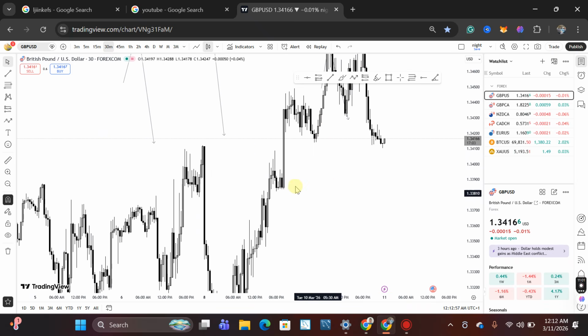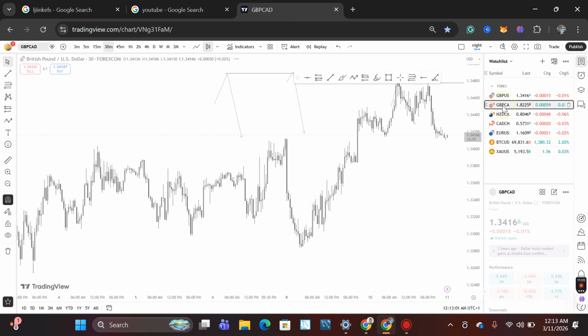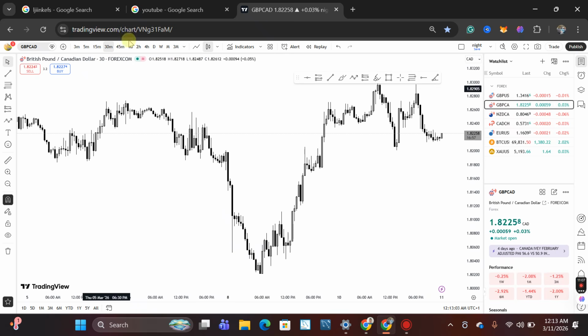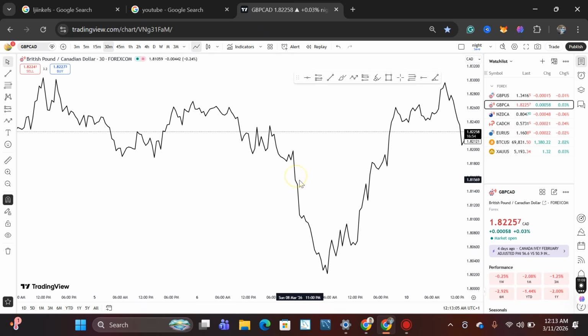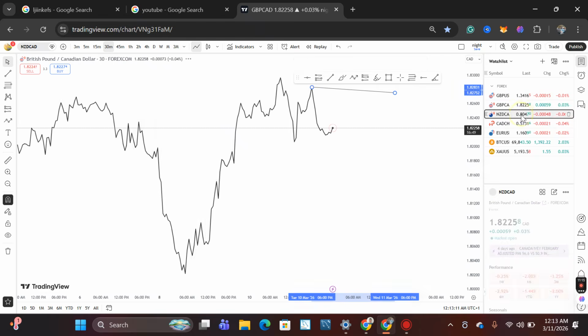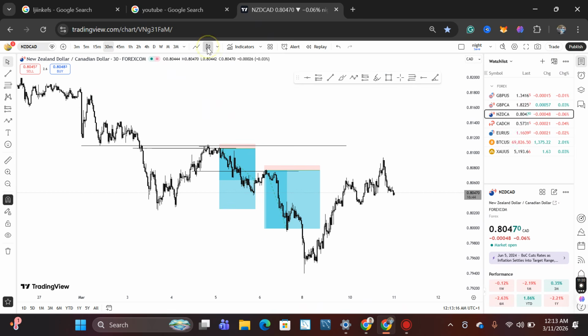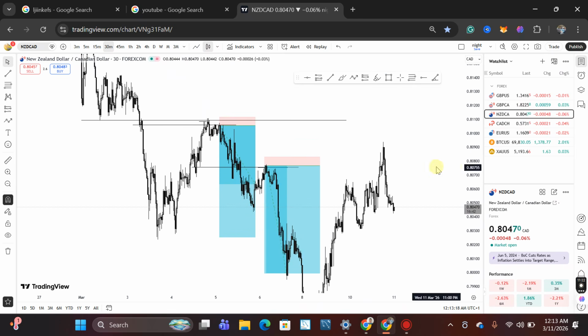So this is how to use the line chart. Wherever you are, if you just go to your pair, go to your chart, click on line chart, you will see this. So from line chart, you now start drawing your A shape, your V shape, and what have you. I hope this makes sense. So that is that on key levels.